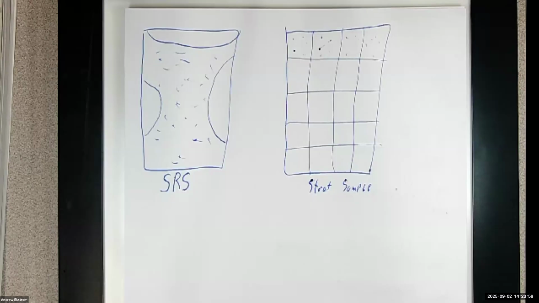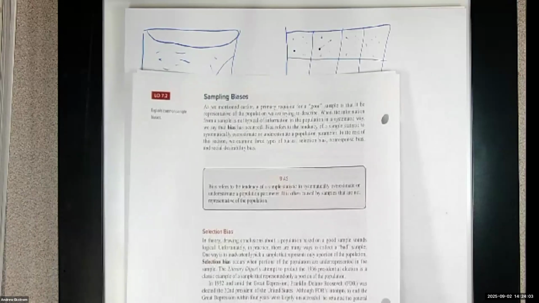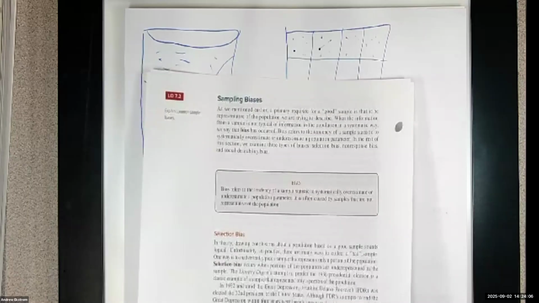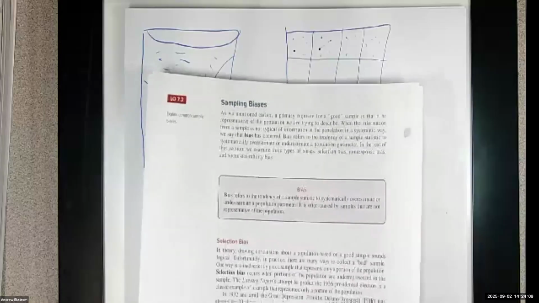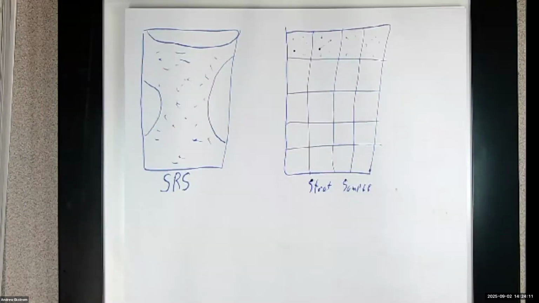A couple other things that we need to look at. And again, the definitions of all these things, if you look in the textbook, are in the gray area, since I can't read any of that either. I'll just say it's talking about different types of bias. And it just says here, bias refers to the tendency of a sample statistic to systematically overestimate or underestimate a population parameter. It is often caused by samples that are not representative of the population. So what does that mean?